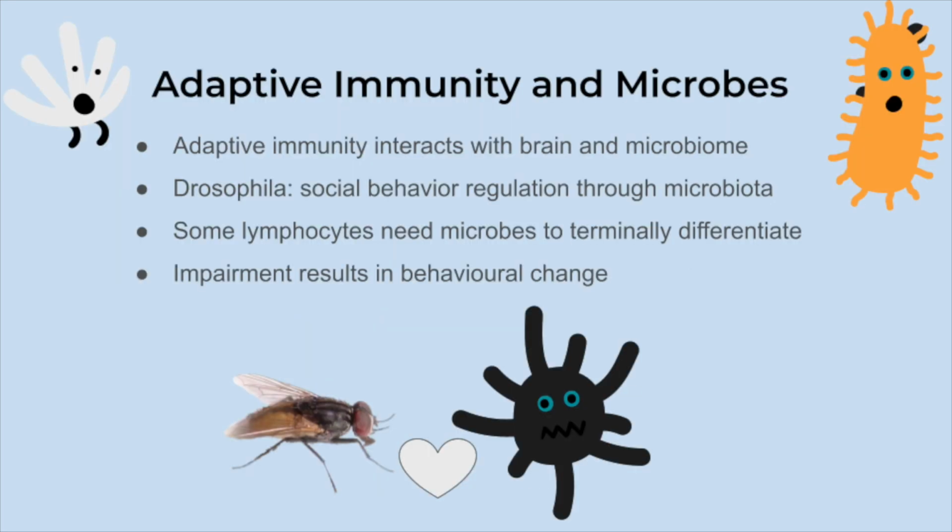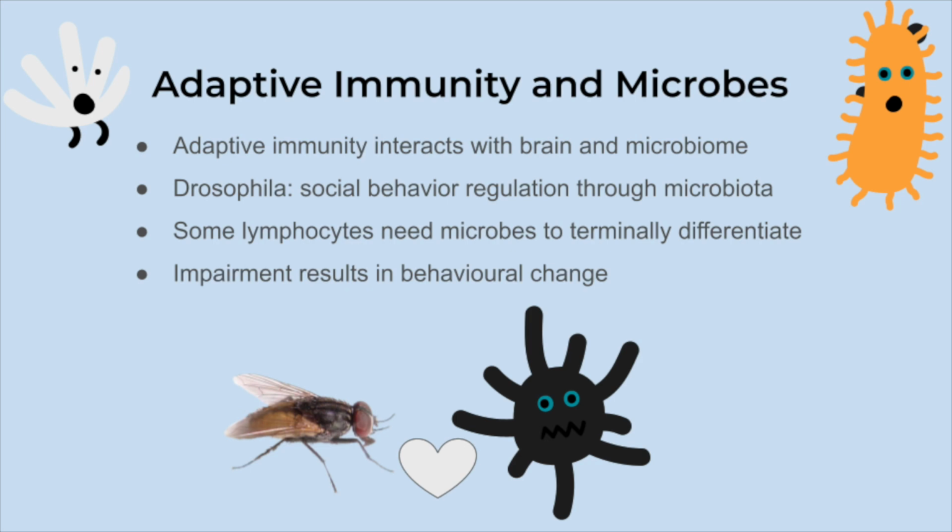In addition to the innate immune system, the adaptive immune system is critically shaped by microbe exposure, and increasing evidence links it to homeostasis modulation of the brain. Studies in Drosophila have found social regulation through microbiota, maintenance, and immunoregulation. Some intraepithelial lymphocytes have been shown to require the presence of certain microbes in order to mature, demonstrating the interaction between adaptive immunity and microbes. In mice, impairment of the adaptive immune system is linked to alterations in cognition and anxiety-like behaviors.